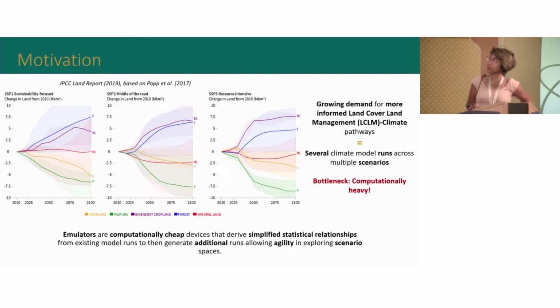In essence, there is also a growing demand for smarter land use or more informed land cover decisions. To explore these, though, you would need several climate model runs. I think we all here understand how difficult and computationally heavy that is. And that's where emulators would come in, because the main motivation here is to be able to explore these pathways in a more computationally cheap manner, using what we already know from existing Earth system model runs. This would also provide agility in exploring these different land cover scenarios, as well as how they evolve with changing climate.